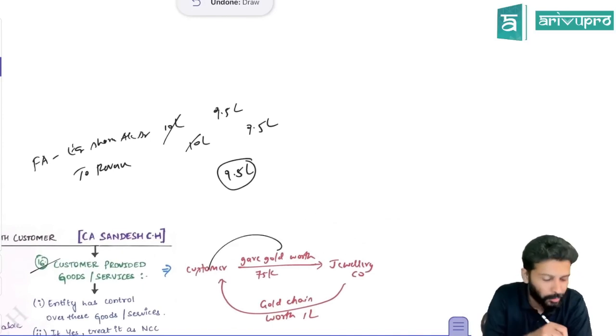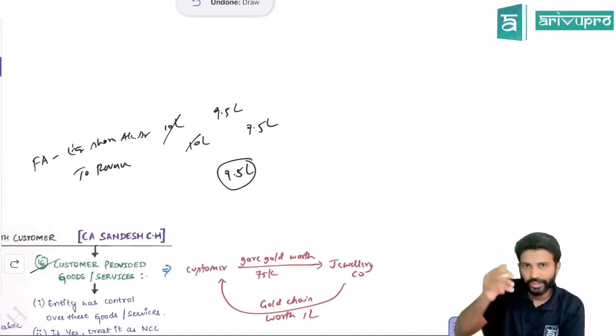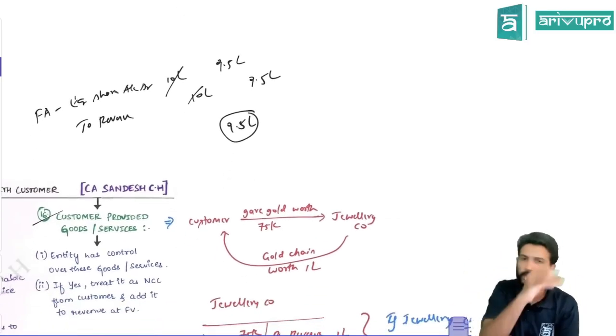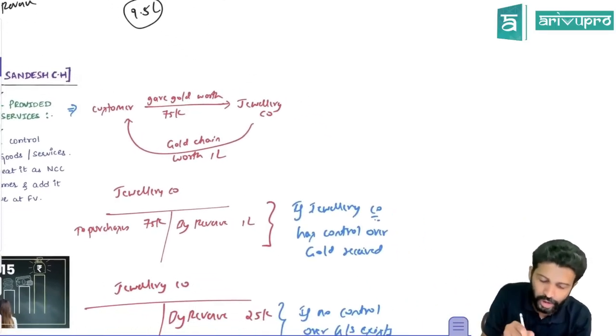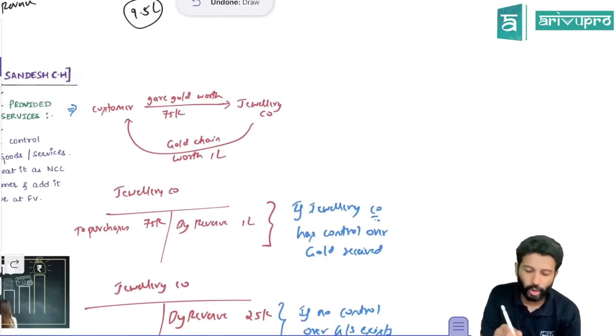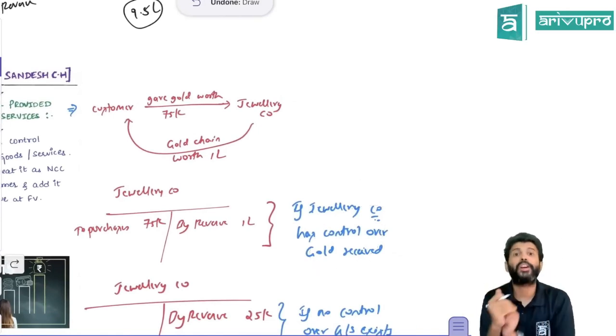Here the customer has given some goods or service to you. We will use that and give the final service back to the customer. So if this is the case, first you need to check whether the jewelry company, in this example, the entity that is the seller, has control over the goods or service.